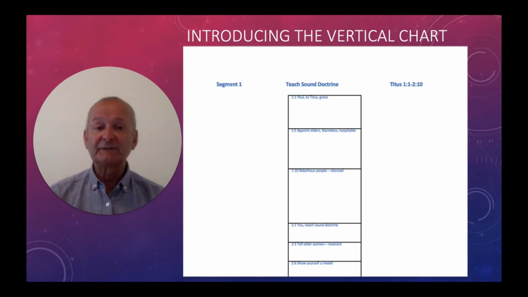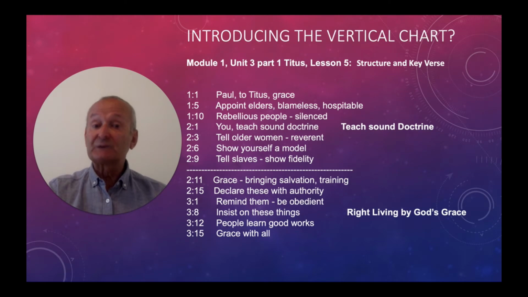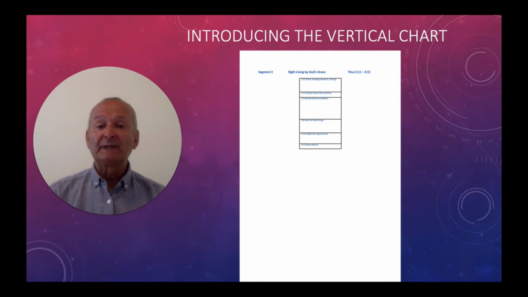This is a closer view, just so you can see how we've done this for this particular segment. And then of course there were 2 segments in Titus. So for the second segment we have again a big box, and the smaller boxes inside represent the paragraphs. You'll notice that each of the little boxes is proportionate to the size of the paragraph. And then we have the segment number, the title, and then the reference.